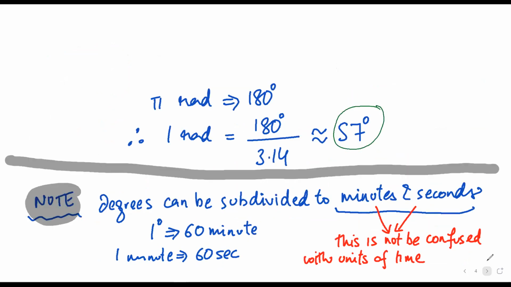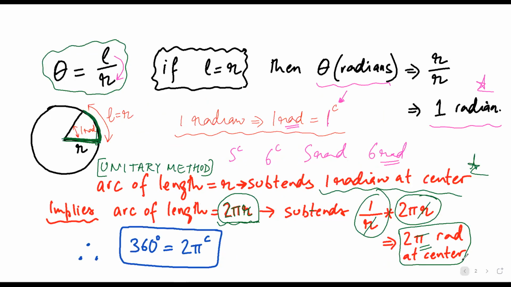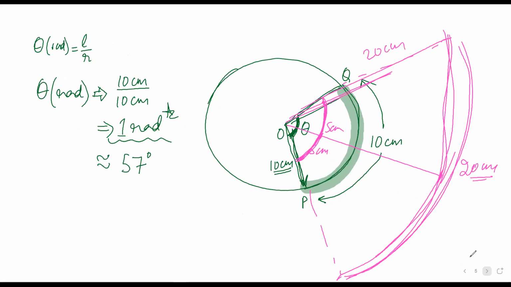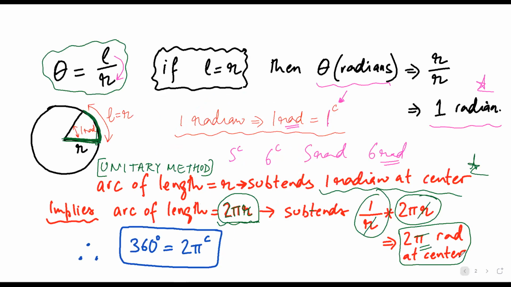Let us try to look at this graphically. What does this mean? What does this line mean? This line means that if the length of the arc is 2 pi r, then the angle in radians which is subtended at the center of the circle is 2 pi radians. Are we comfortable? Avantika, are we comfortable? Yeah.